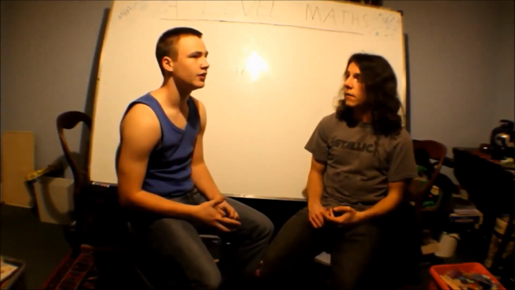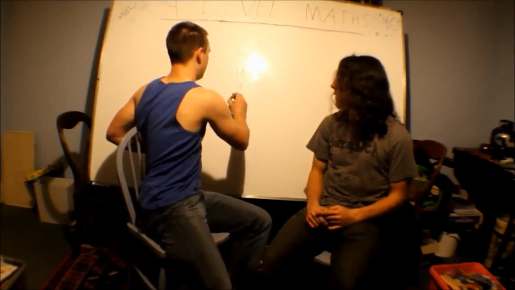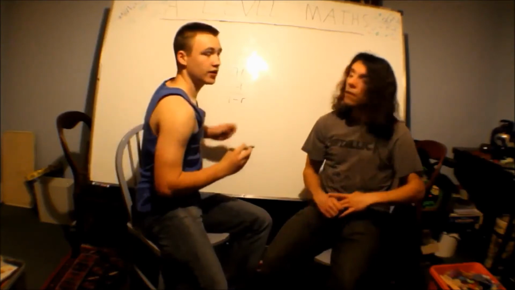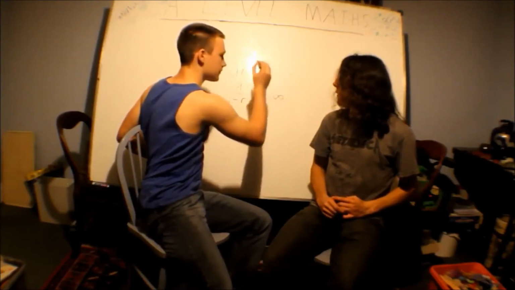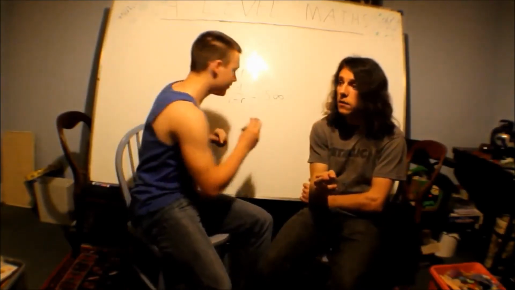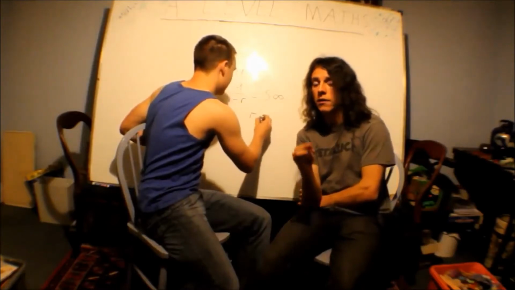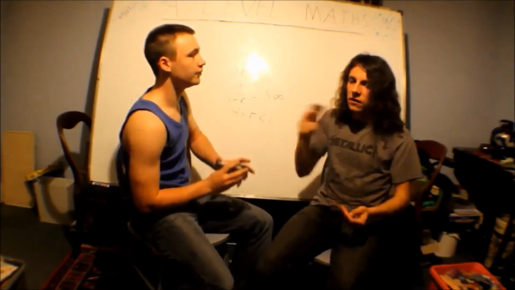Then we have the sum of a series, which is A over 1 minus R. That's the sum to infinity. And that's for ones that converge to a limit. That only happens when R is more than minus 1 and less than 1. If it's a fraction, that's when it happens.